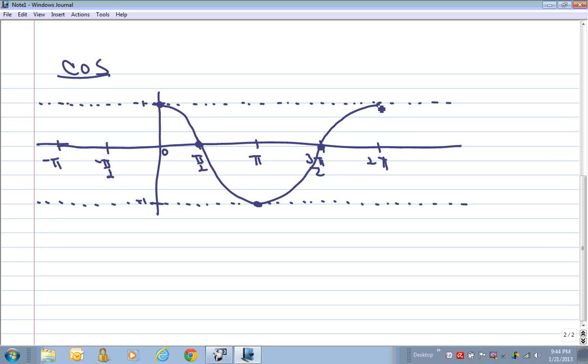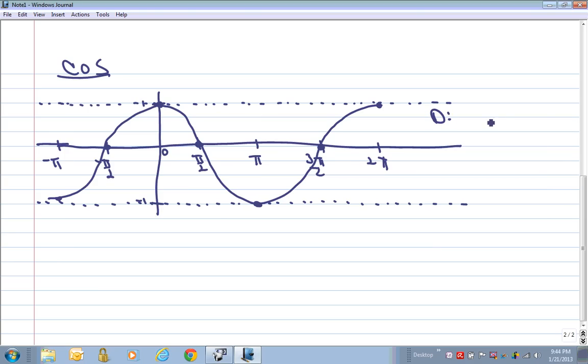Looks a lot like the sine graph, just shifted over. If we shift this over pi over 2 to the left, it would look just like our sine graph. And it would continue the whole cycle again. So it would continue both directions, but one period would be 2 pi.